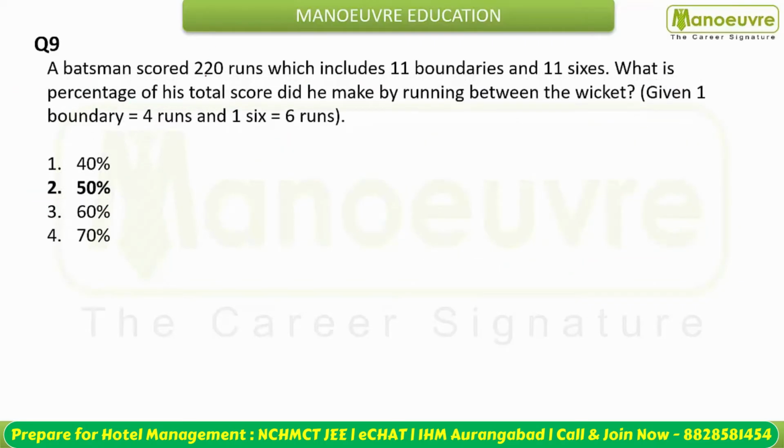You are given a batsman scored 220 runs which includes 11 boundaries and 11 sixes. What percentage of his total score did he make by running between the wickets? That is, how much did he make by running between the wickets? One boundary is a 4, and one six is a 6 runs.